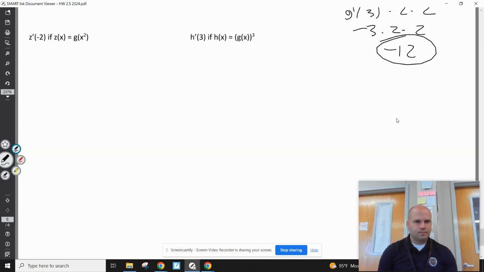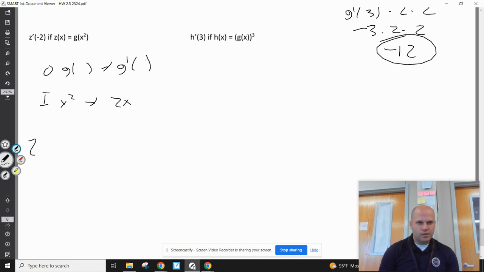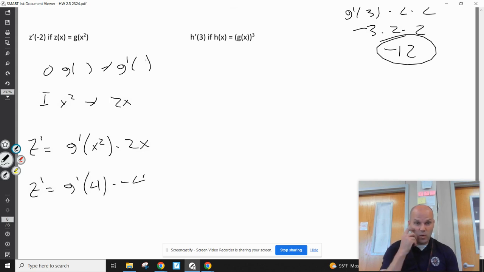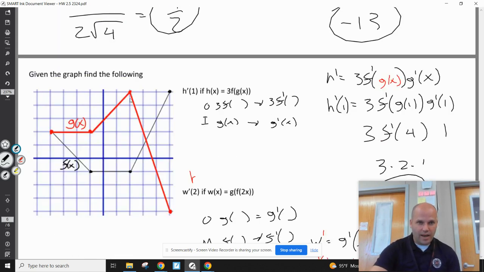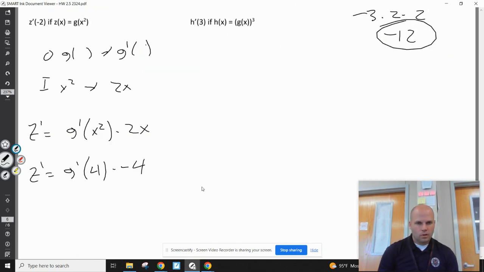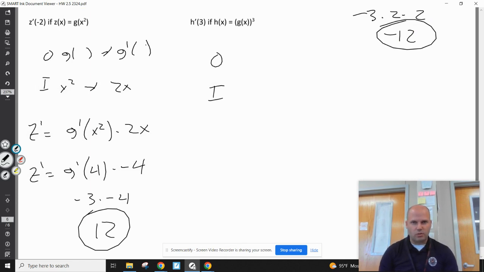All right, last two. O and I, g, x squared, 2x, g prime. Z prime is g prime of x squared times 2x. Plugging in negative 2, Z prime is g prime of 4 times negative 4. The slope of g at 4, 1, 2, 3, 4 is negative 3. So positive 12.